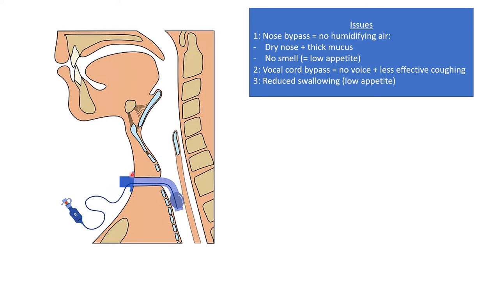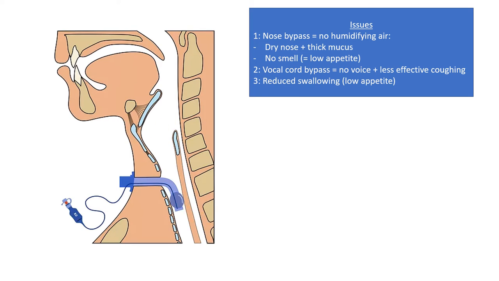They can use a humidifier called, in Swedish, a nose, which is usually some kind of device that's put directly on here, to compensate for that. And then they have no smell as a result of their dried up nose. So they have low appetite for that reason also. Then it's important to know that the vocal cords are bypassed.